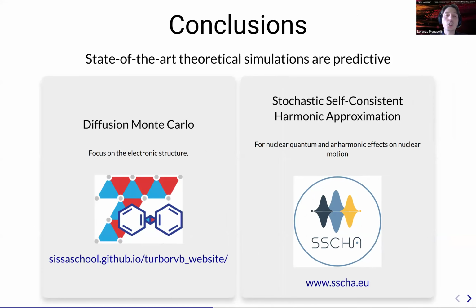So thank you very much for your attention. My conclusion is that behind the result that we get on hydrogen is that state-of-the-art theoretical simulation can be predictive if we are able to simultaneously account for high-level electronic methods like diffusion Monte Carlo and also the quantum nature of nuclei, which in this case is very important. So thank you very much, and I open to questions.